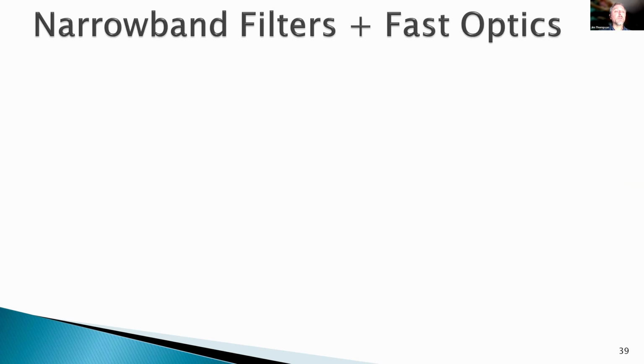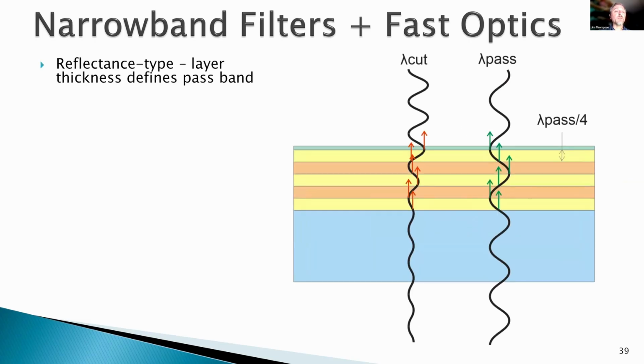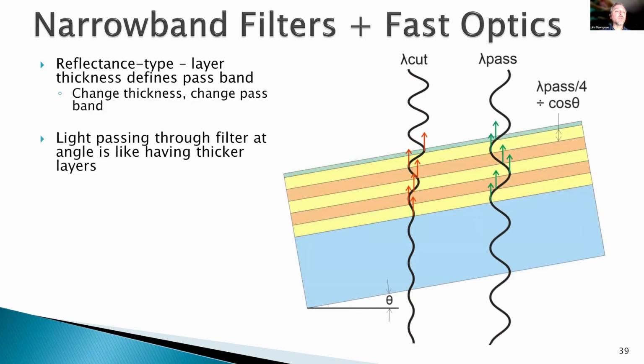The next advanced topic is that of narrowband filters and fast optics. If you can recall from part 1, an interference type filter's bandpass is defined by the thickness of its layers. Thus, if you change the thickness of the layers, you change the filter's passband. It so happens that if light is directed through the filter on an angle, you effectively increase the thickness of all the layers.